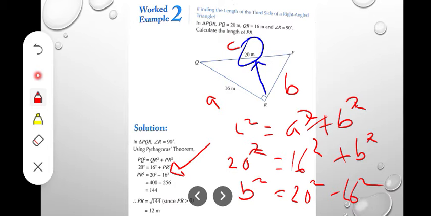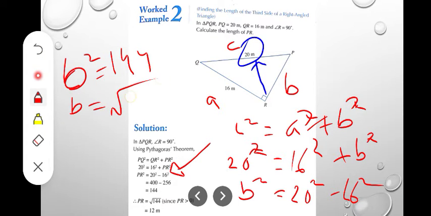Same number as the previous one. So, oh no, not the same. The previous number was 169, right? Okay, this one is 144. So that means B square equals 144, B equals root 144. B equals 12. Done. This one.